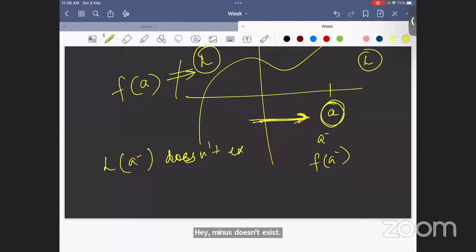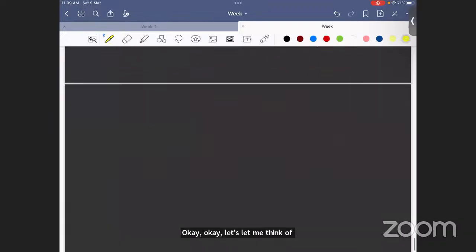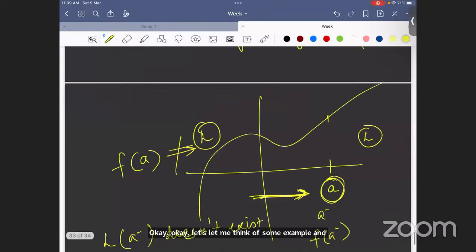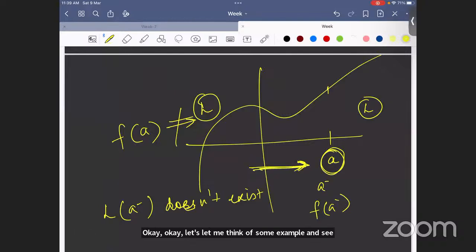Yeah, but that's fine. But I would like to have an example, if you could share one, graphical or something, so that it gives me a visual perspective also. Okay, let me think of some example and see. Okay, so I'll give you one example.